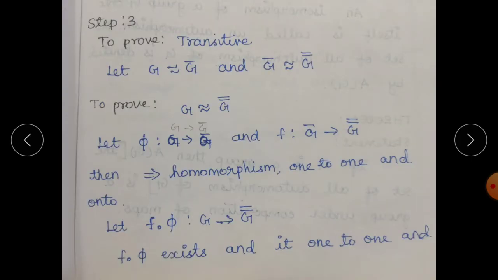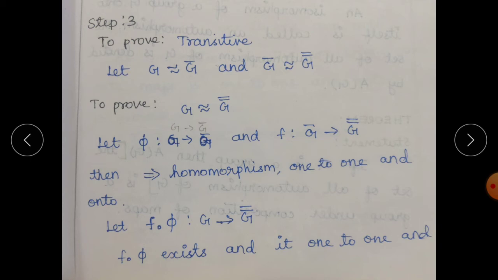The next step is the third step, that is, we have to prove that it is transitive. Transitive means we have two assumptions: G is isomorphic to G bar and G bar is isomorphic to G double bar. We have to show that G is isomorphic to G double bar.